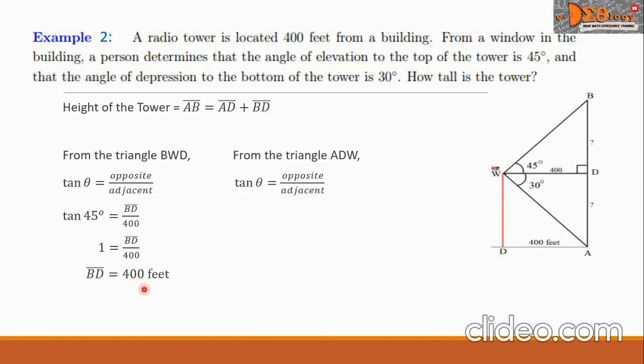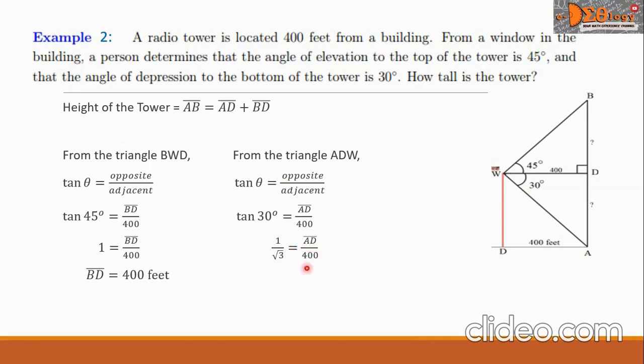Now let us compute for the length AD using the triangle ADW. The AD corresponds to the opposite side of the angle 30 degrees. And again, this 400 is the adjacent side of the angle 30 degrees. Substituting now the values for the tangent relation. Simplifying further, the tangent 30 degrees is equal to 1 over the square root of 3 equals the AD over 400.